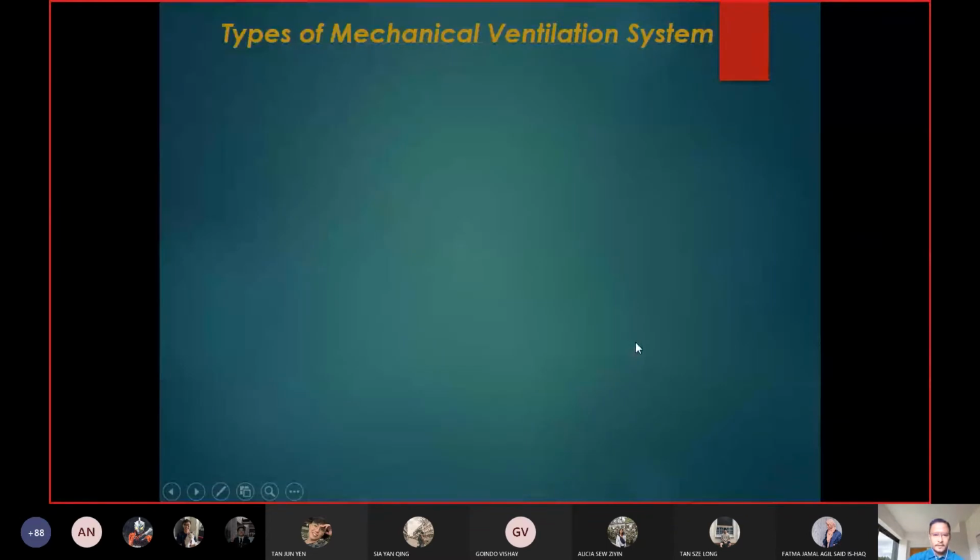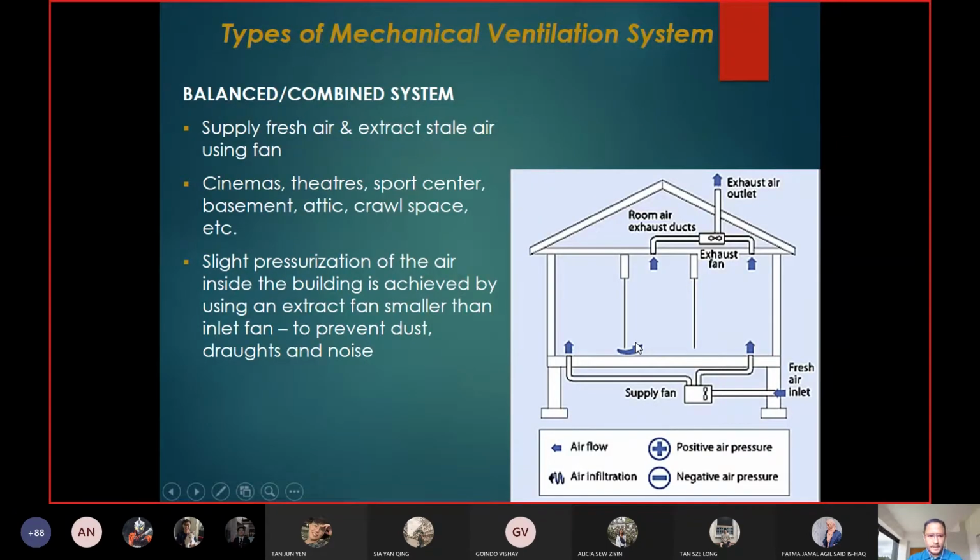Okay, types of mechanical ventilation system. The last one is balance or combined system. So the first one I already mentioned just now, you have supply system. The second one is exhaust system. The third one is combined system, where basically you have both systems at the same time. You have exhaust system and supply system at the same time. The supply system supplies fresh air, and the exhaust system extracts stale air using a fan.